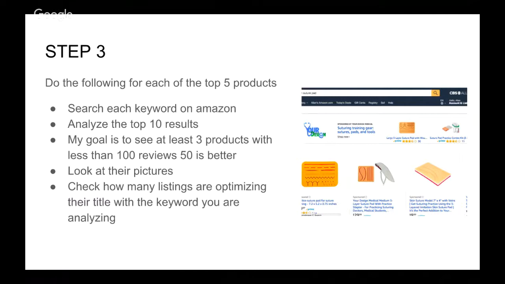This one has 4 products with less than 50 reviews or less than 100 reviews. I know I have 3 products where I can work on pictures, and I can beat them on pictures. And there's 2 or 3 listings that are not optimized on the title. Those are the things that are going to tell me if I'm going to be able to rank and start getting organic sales.